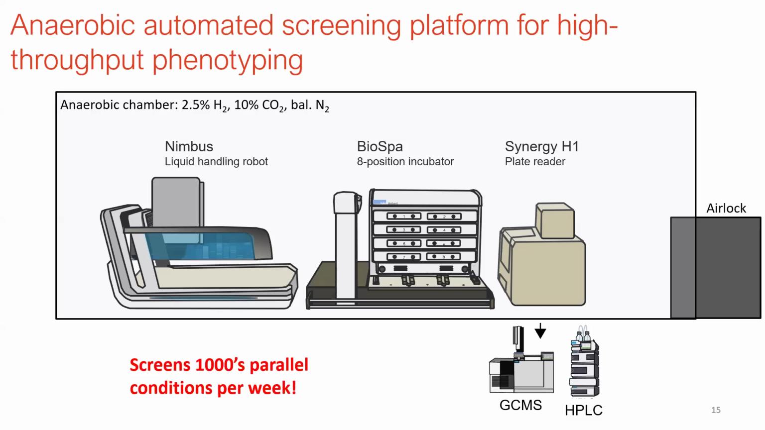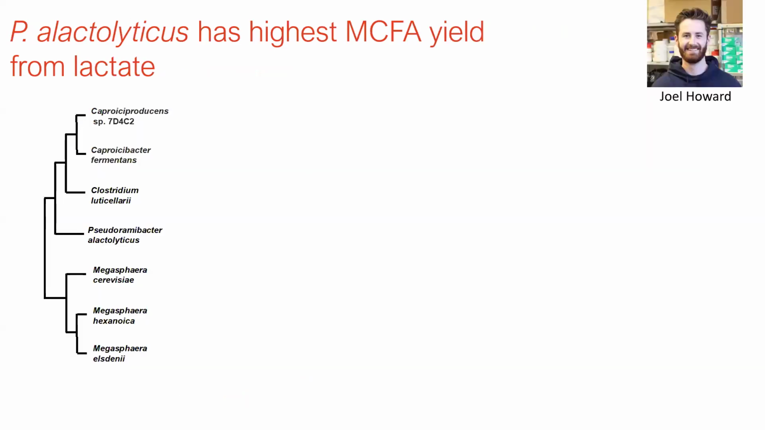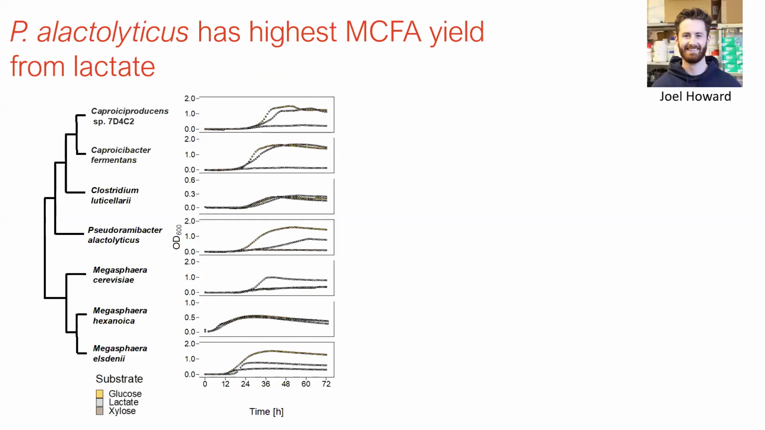Okay. And so we've come back to those questions: what are the physiological features of these chain elongators? Which ones should we use? We've been trying to address those questions with our robot. I'm just showing a subset of the chain elongators that we've been screening. We can grow these in high throughput and look at their growth on different substrates. For example, here I'm showing 3 sugars and lactate, and we can see how they grow over time and how well they grow on those substrates.